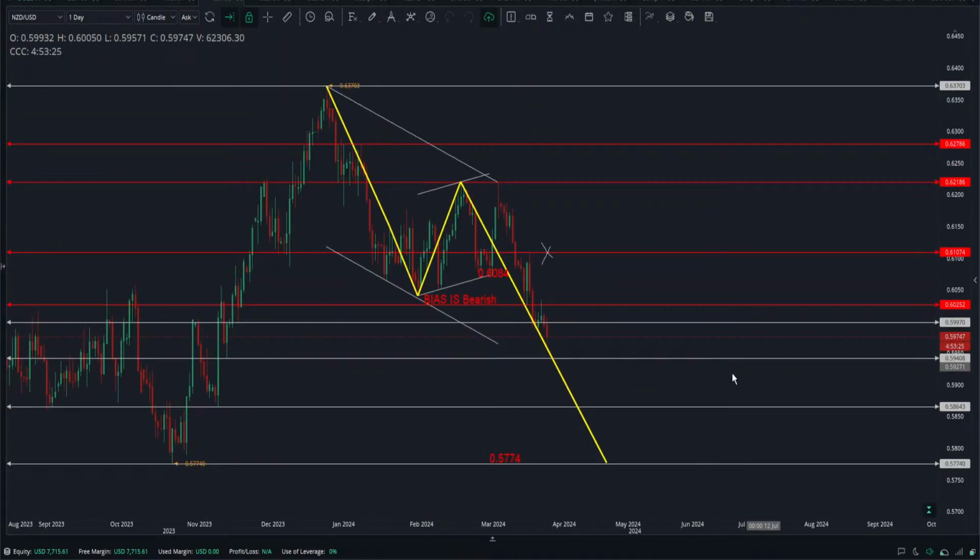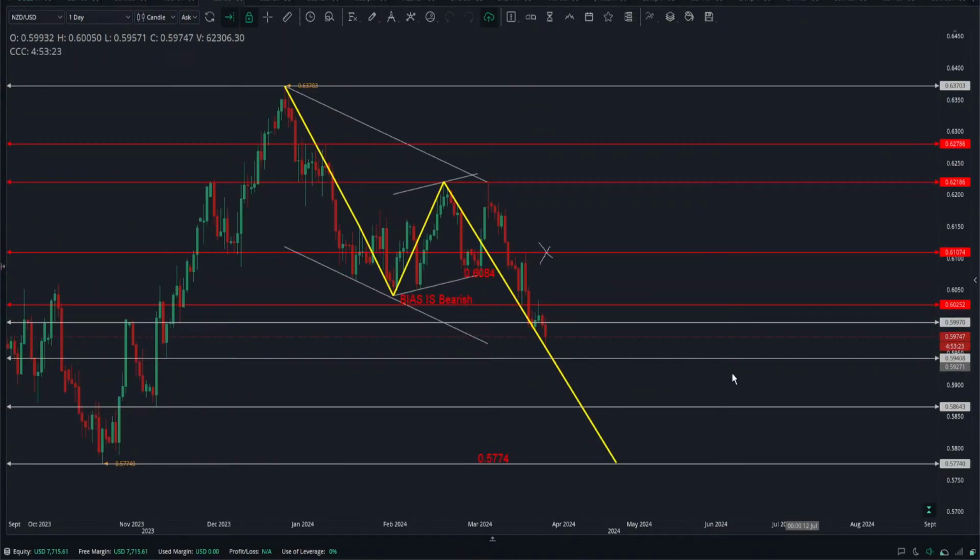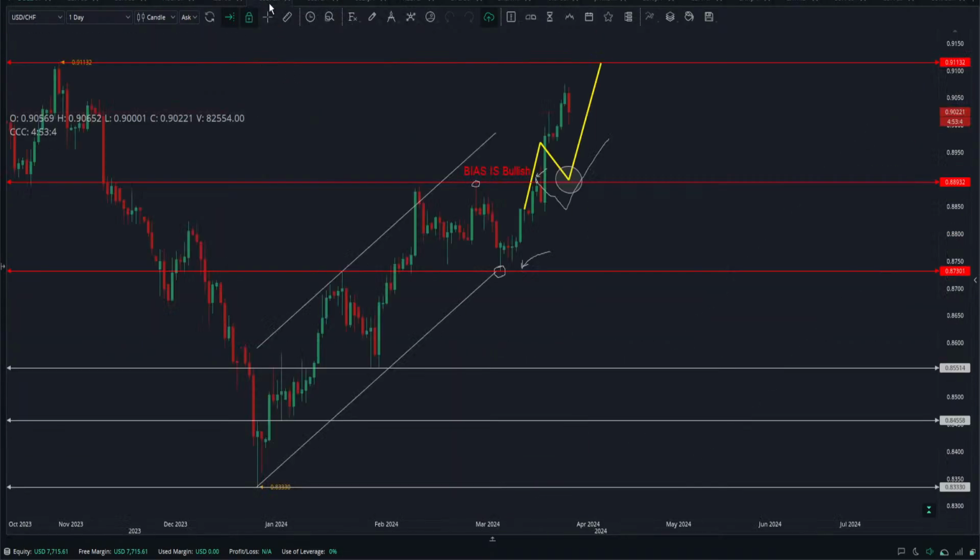All right, let's quickly test. Okay, the bias is bearish in the New Zealand dollar. 0.5940 is the next level that is open. On the upside, you can find resistance around 0.5997 and also 0.6025. Okay, there's nothing much to talk about here. Below 0.5940, it will open up the way for 0.5864. That is the next level.